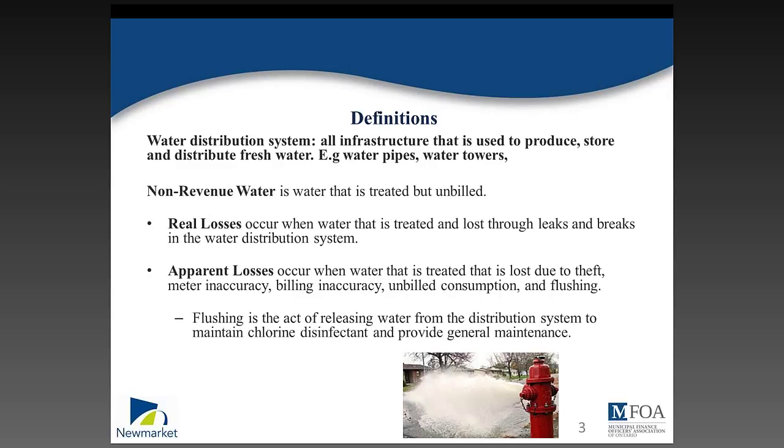Flushing is the act of releasing water from the distribution system to clean the pipes and replenish the pipes with fresh water. This will be talked about quite a bit in our presentation, and I have a picture of flushing in the slide here.